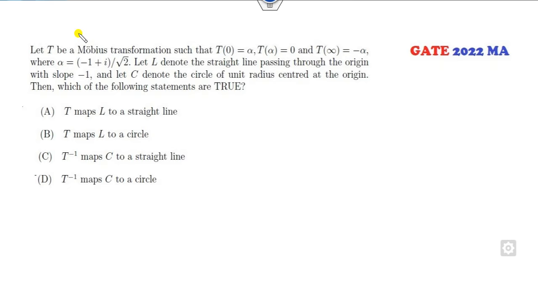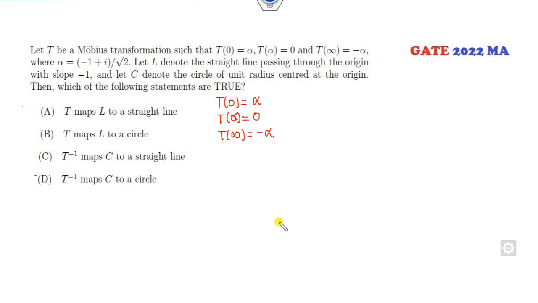Look at this another one. This is the GATE 2022 mathematics exam. What is given to you? T is a Mobius transformation such that t of 0 is alpha, t of alpha will be 0, t of infinity will be minus alpha, such that alpha will be here. Then L is a straight line which is passing through here also.